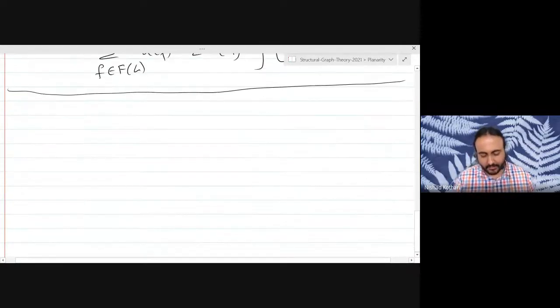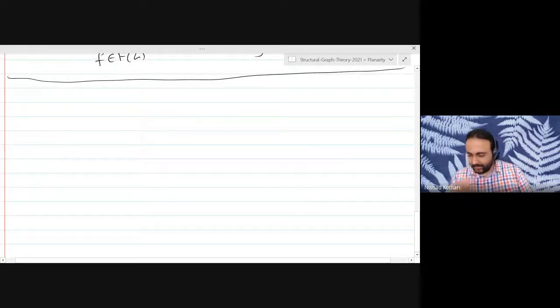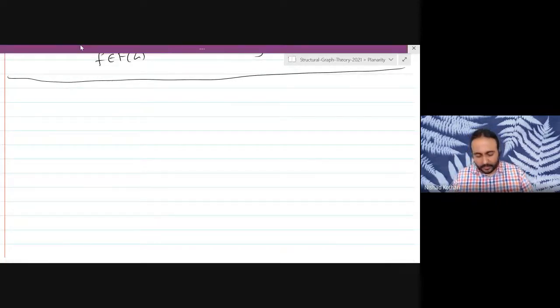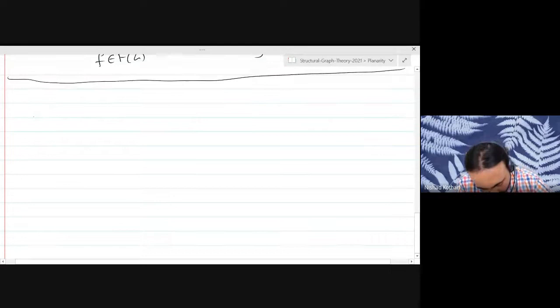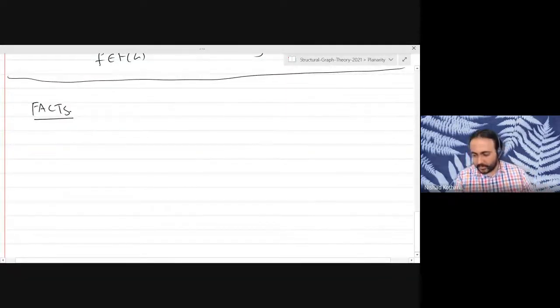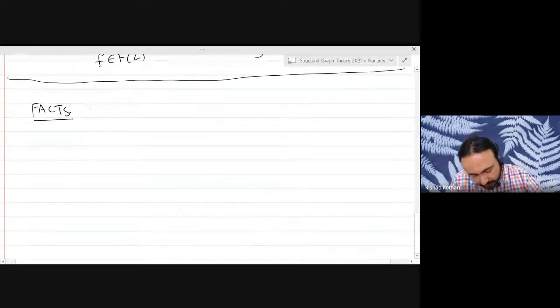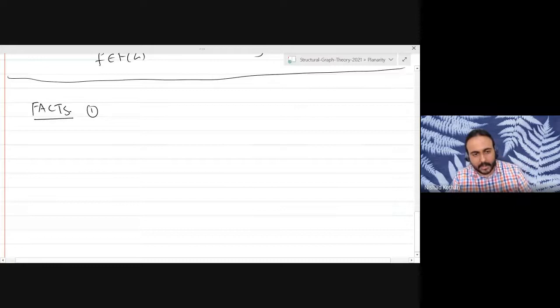All right. So I just want to state a few facts about faces of a plane graph that are easy to observe. So let's consider a cycle, right? If you look at a planar embedding of a cycle, how many faces does it have?